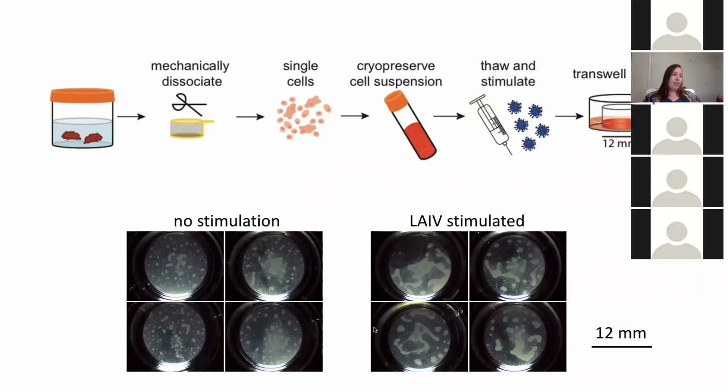And after 5 days in culture, here are some examples of what those organoid cultures look like. So in unstimulated cultures, you can see these white dots here. Those represent areas where the cells have reaggregated in vitro from the single cell suspension. And you can see when we stimulate with live attenuated influenza vaccine, LAIV, we get much more structure occurring in these organoids. And in fact, you start to see structural features by about day 2 to 3.